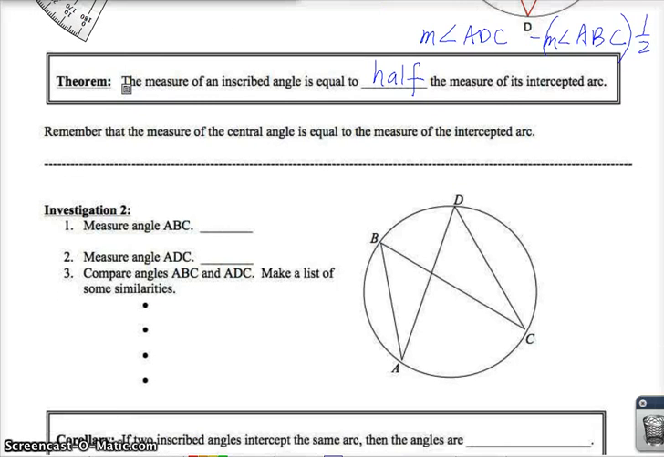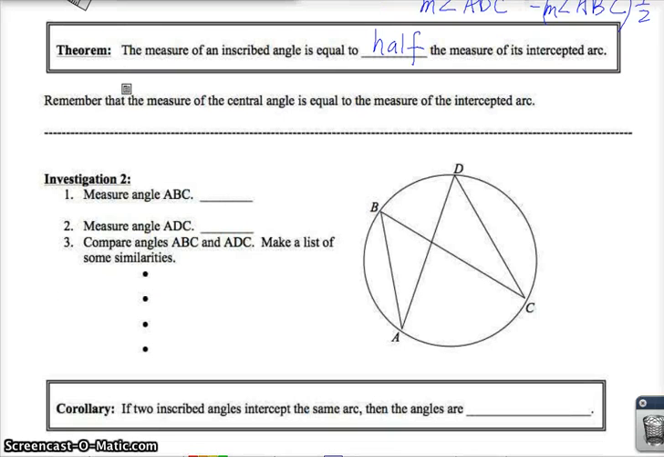Okay, so let's move on. We need to measure angle ABC, that's an inscribed angle. Then we're going to measure angle ADC. That's also an inscribed angle. Compare angles ABC and ADC. Make a list of some similarities. So what do you notice?